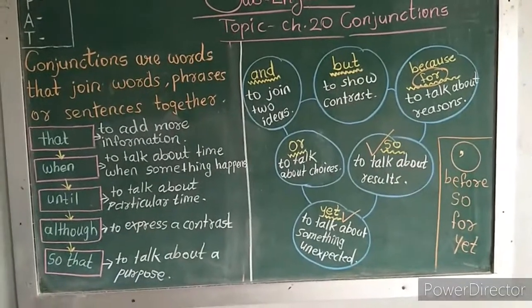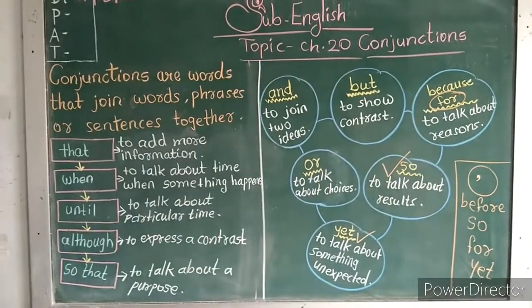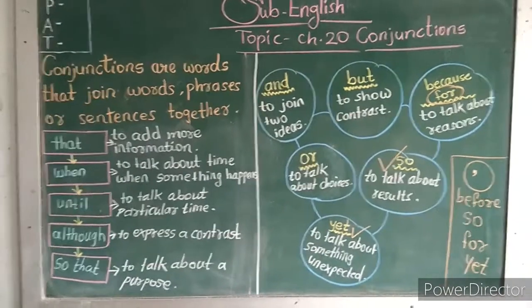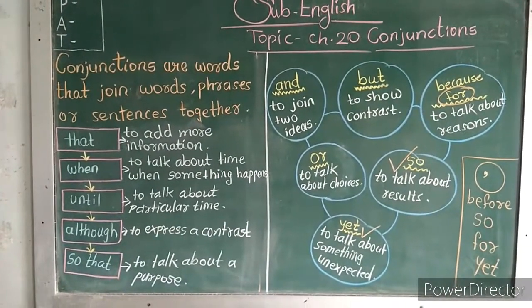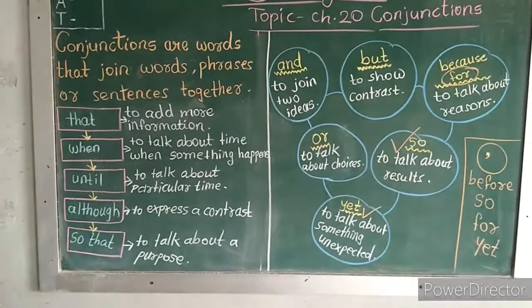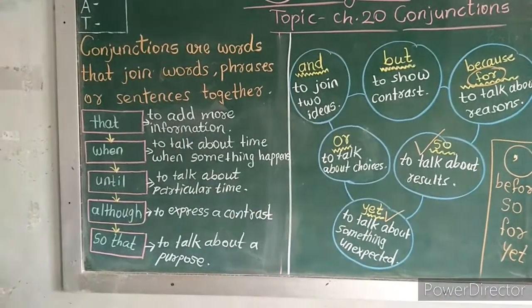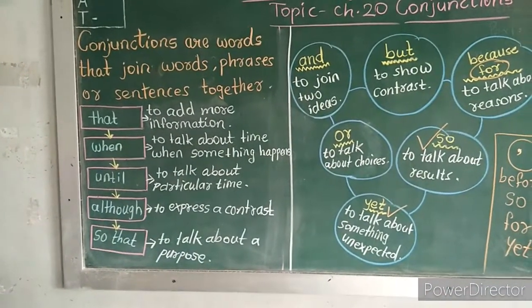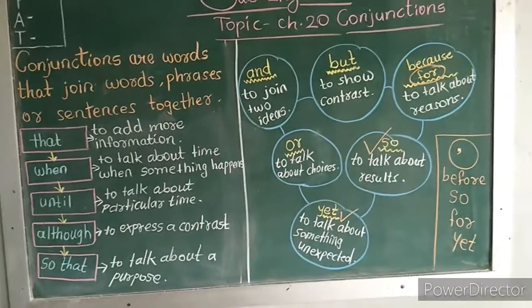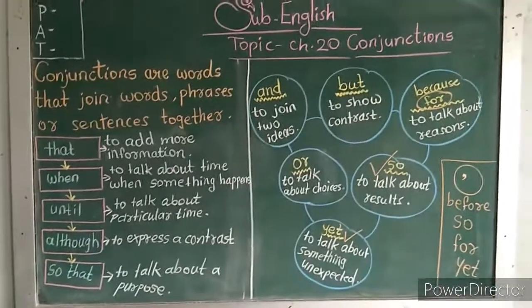Yet is used to talk about something unexpected. That is used to add more information. When is used to talk about the time when something happens. Until is used to talk about a particular time. Although is used to express a contrast. So that is used to talk about a purpose. And we often put a comma before so, for and yet.